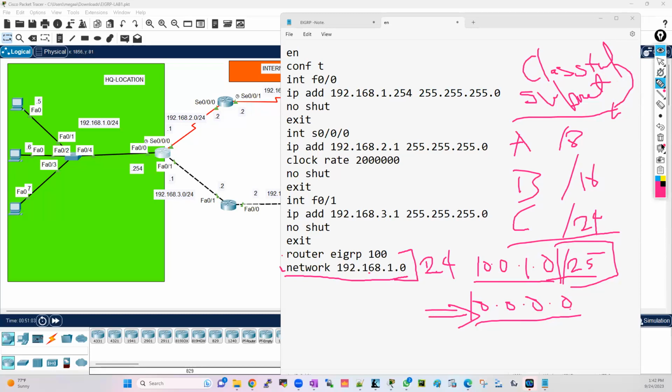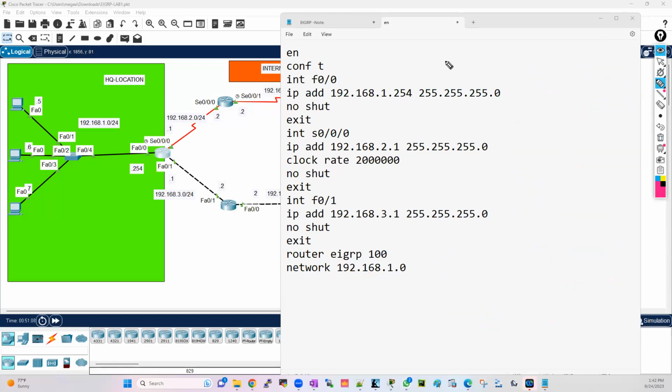But we don't do that. We want it to be classless. That is why it's one of the functionalities of EIGRP as a classless dynamic routing protocol. So now what we need to incorporate here, we need to tell it our subnets, our wildcard mask, which is 0.0.0.255. I believe we know how we got it. Yes. Okay, we click enter.